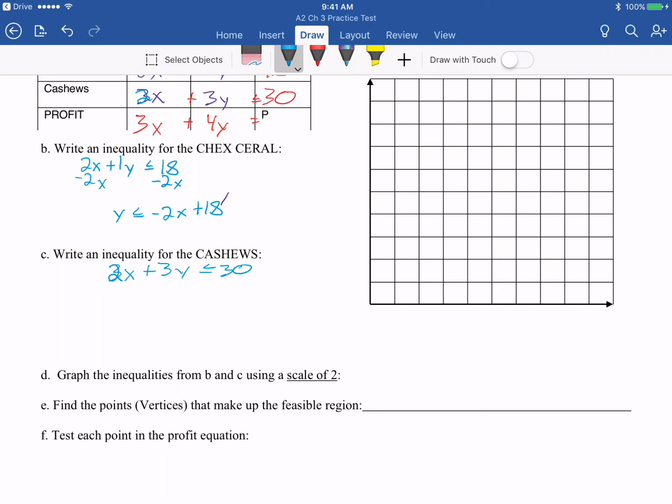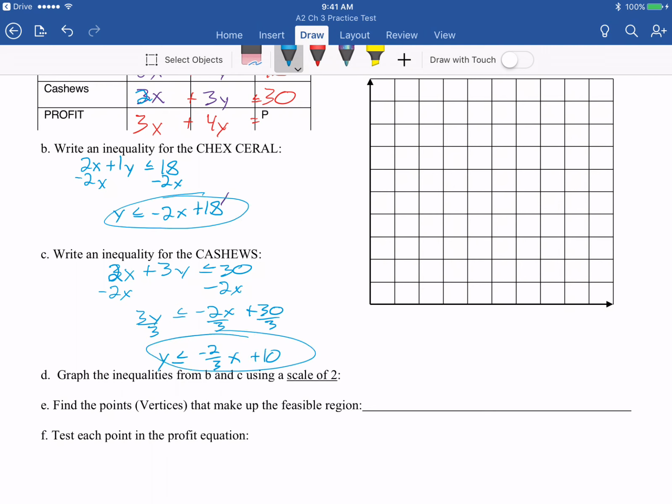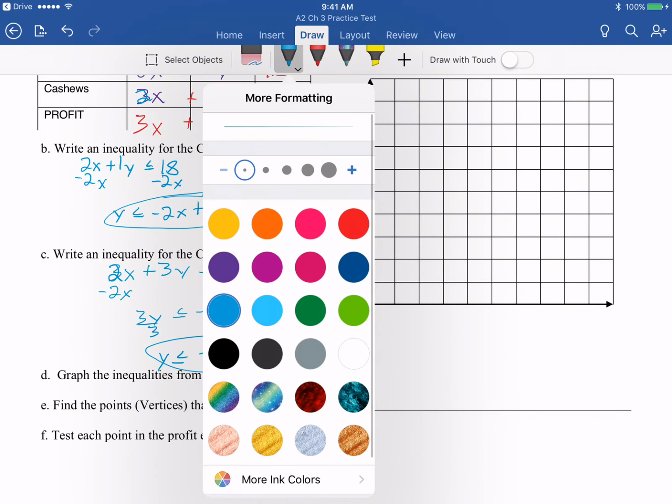All right, and keep going on here. I've got to get this guy into y equals mx plus b. I minus that 2x, so I have 3y is less than or equal to negative 2x plus 30. Divide by 3, divide by 3, divide by 3. I get y less than or equal to negative 2/3 x plus 10. All right, these two equations, I'm going to have to graph those using a scale of 2. So let's go through and do that.